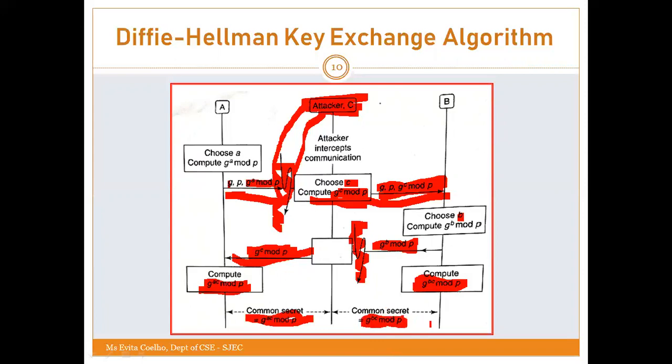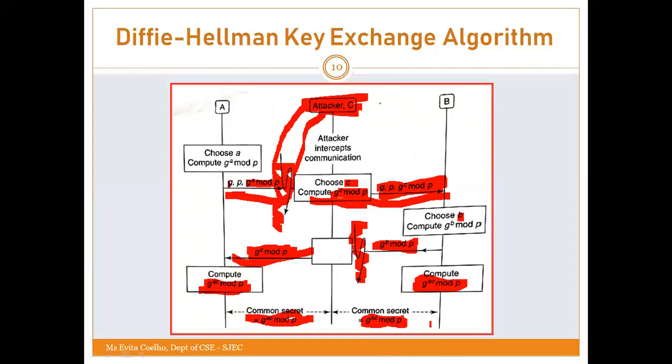Definitely. So you can see Alice is thinking she's communicating with Bob. Bob is thinking he's communicating with Alice, but actually, both Alice and Bob are communicating and sharing a shared secret with the attacker C. Now, this problem is called the man in the middle attack.